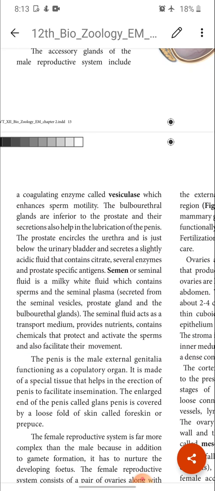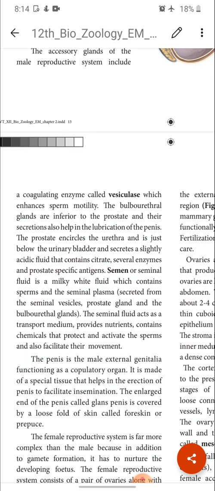So semen, what is semen? Semen, it is a seminal fluid. It is a milky white fluid which contains both sperms as well as seminal plasma. What is seminal plasma? The seminal plasma includes secretion of seminal vesicle, prostate gland and bulbourethral glands. So all these three secretions together form what? A liquid medium in which sperms are swimming. Okay, so the sperm and the seminal plasma together form what?